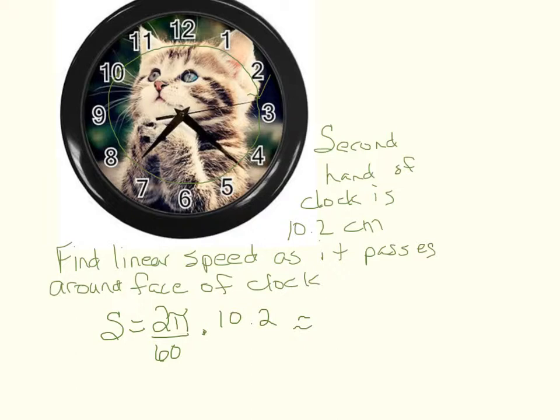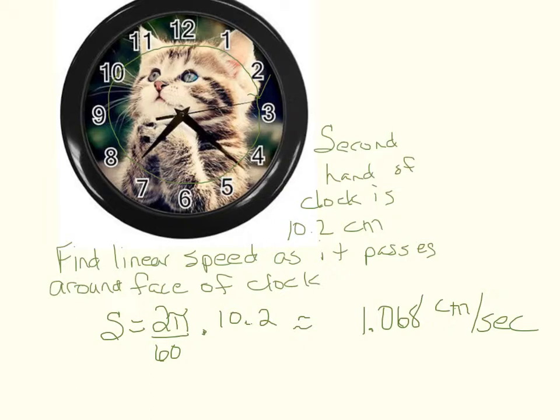So if it ever has a decimal, would you just want us to plug it in? Mm-hmm. I got 1.07. Okay, 1.068. And what was the unit of measure? Centimeters. And since we're talking linear speed, centimeters per second. One revolution, yes, and it takes 60 seconds to do that one revolution.